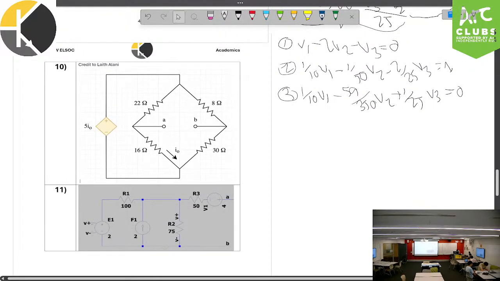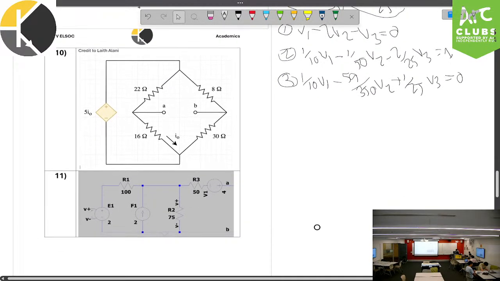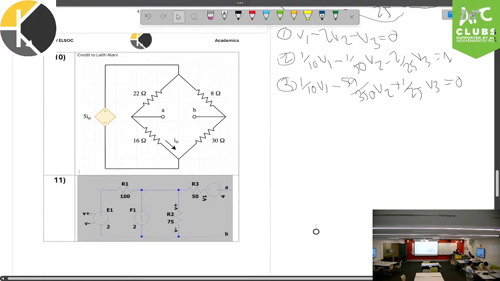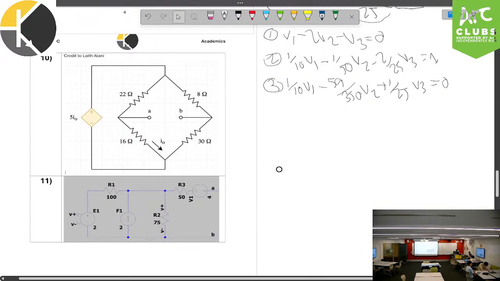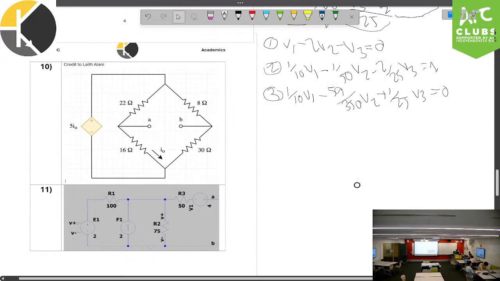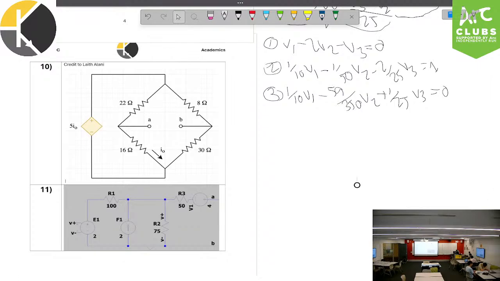Now, from these three equations, it's a bit like what we did earlier. We just have to solve them simultaneously. There are different ways you can do it, but once you've solved these, you can get the three values for V1, V2, and V3. V1 is equal to 435 on 43. V2 is equal to 245 on 43. And V3 is equal to minus 55 on 43.